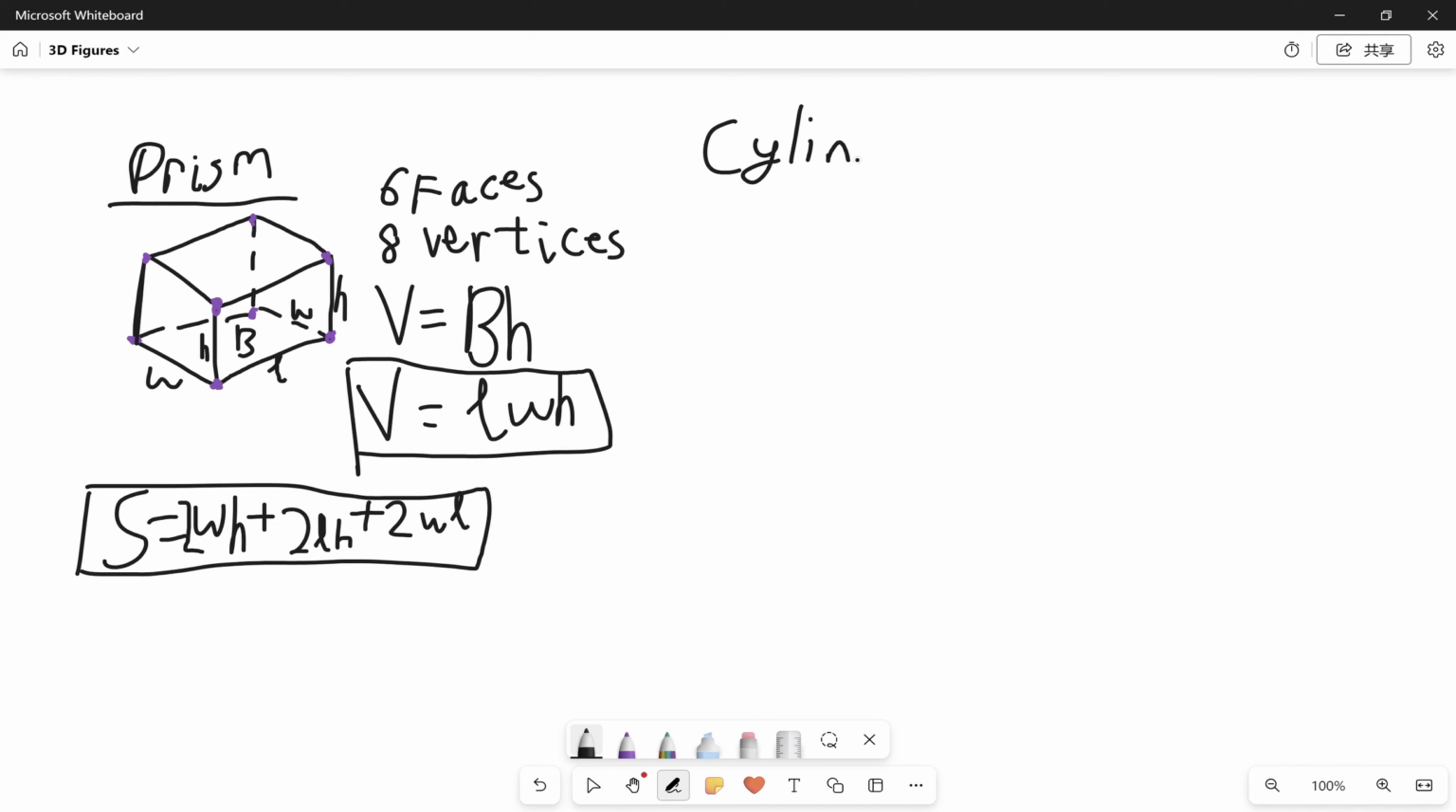The cylinder. The cylinder is kind of like the prism, except that its base over here is not a rectangle. Its base is a circle. So let me draw that. Its base is a circle, like that, and if it's a circle, then its sides going down are like that. So this is a curved surface. And the bottom is also a circle, that's the base.